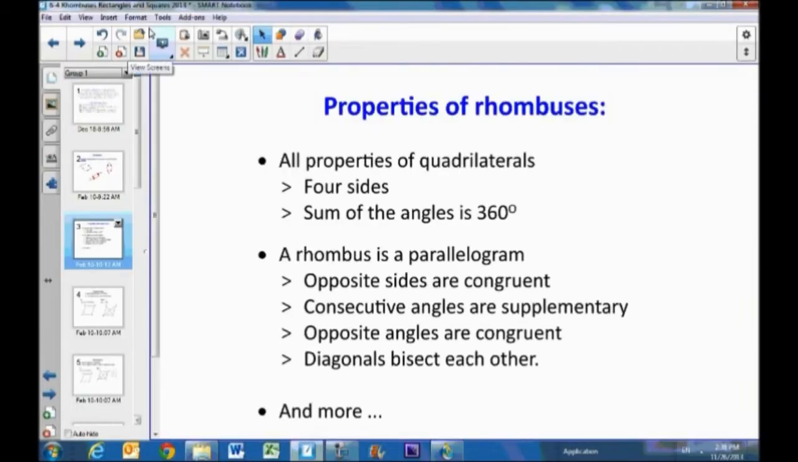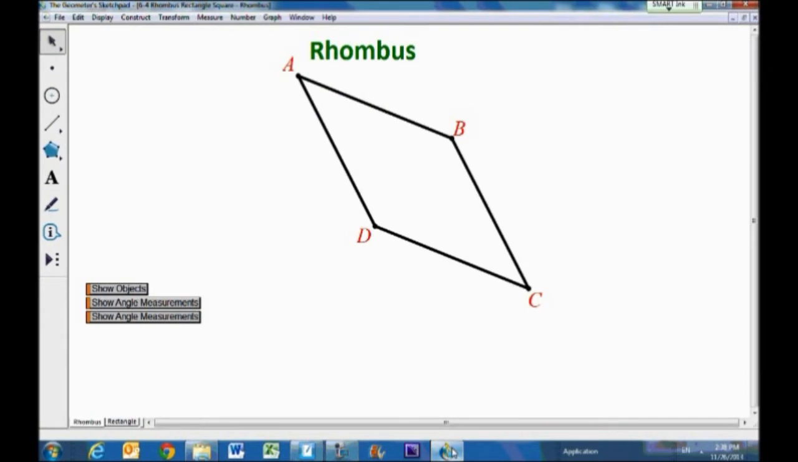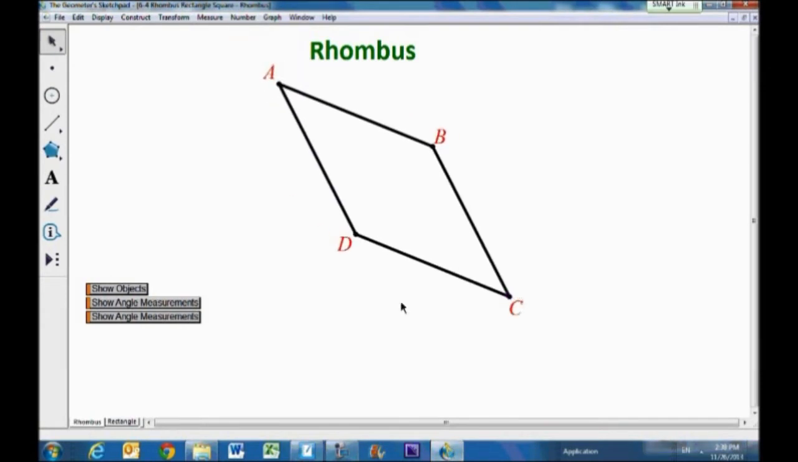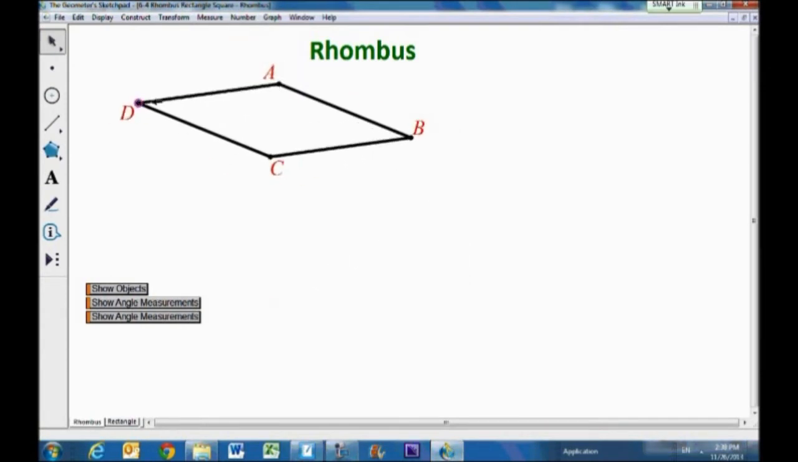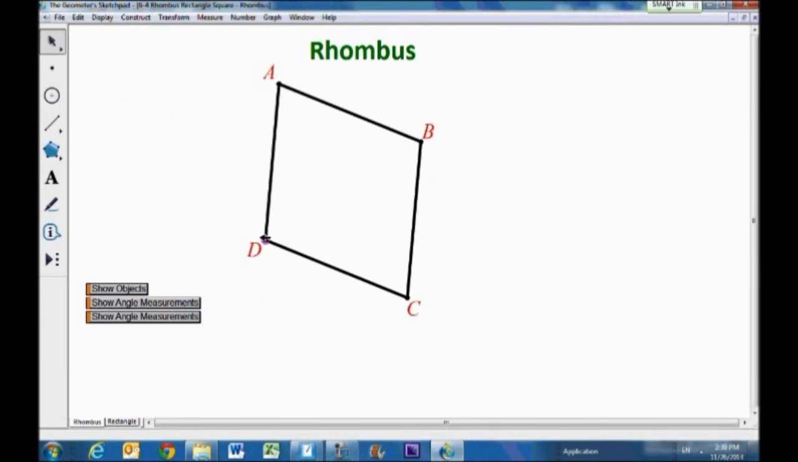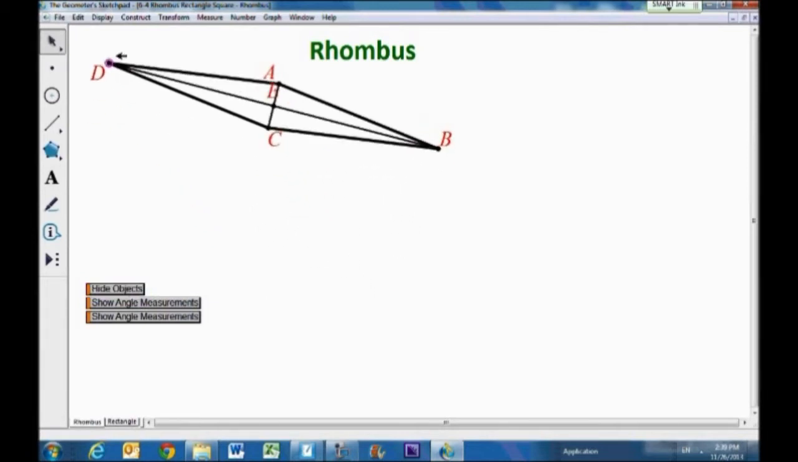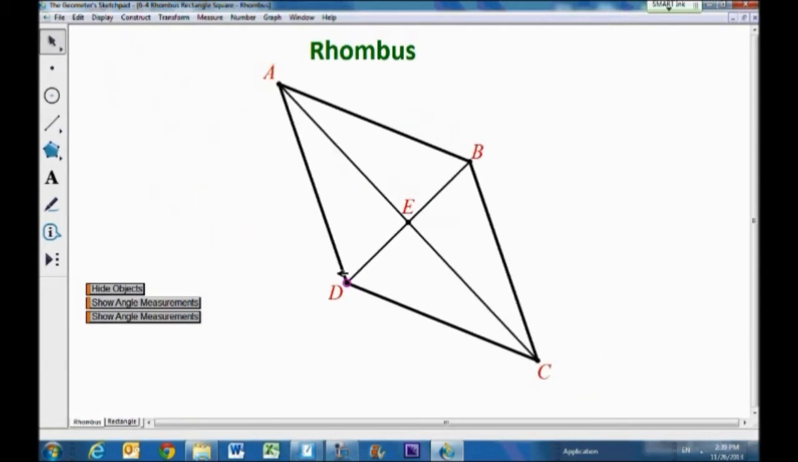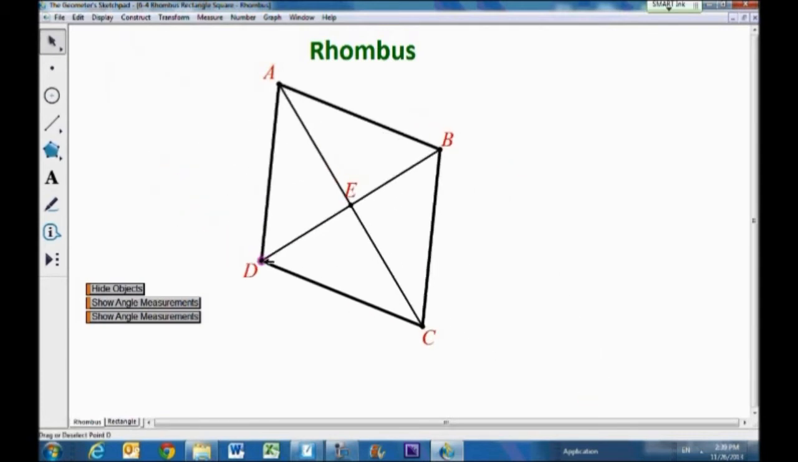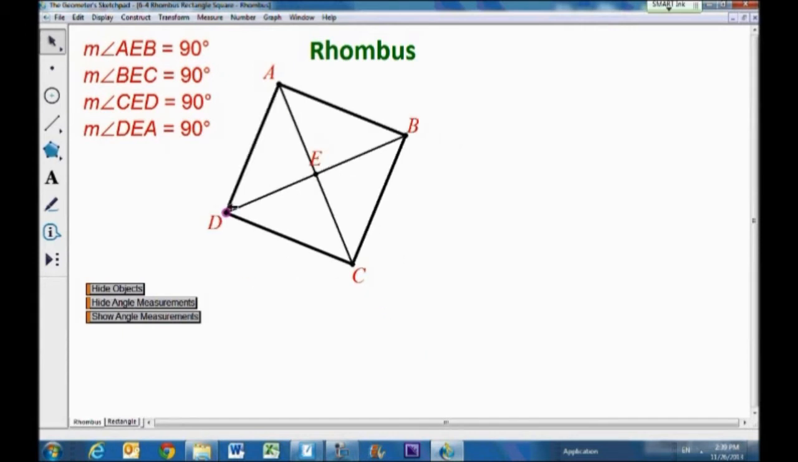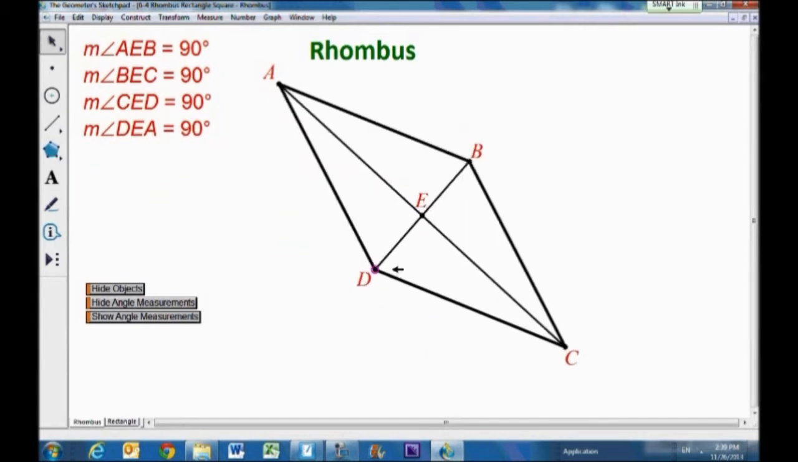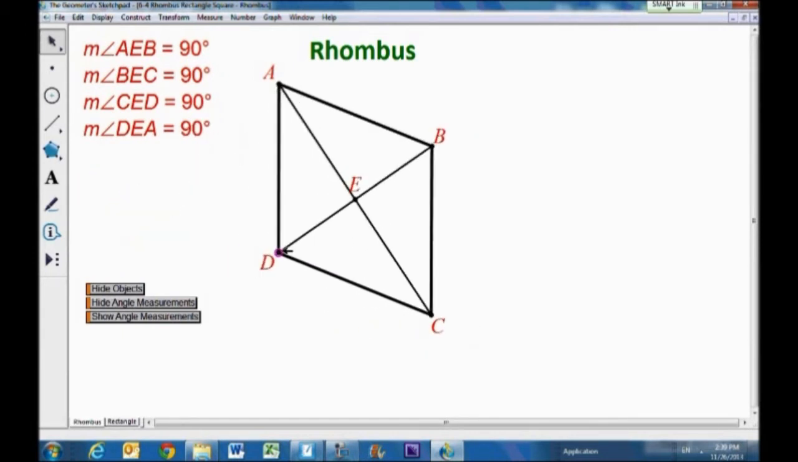To introduce this to you, here's the Geometry Sketchpad file, and I've constructed here a rhombus. Let me draw in the diagonals because the interesting things happen with the diagonals. Here are the diagonals. Now you may notice that the diagonals are perpendicular, and that is the next property.